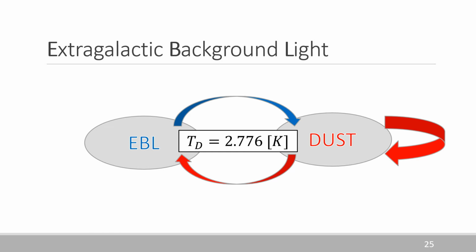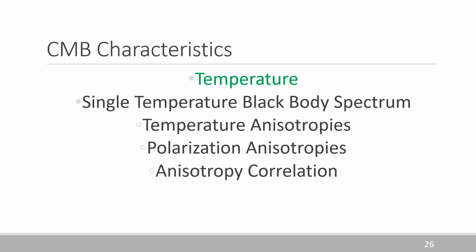And he says, given the uncertainties in the EBL measurements, that this prediction for the dust temperature is a good match with the measured CMB temperature. So with that, he says the dust theory can explain the measured temperature of the CMB. He now moves on to talk about how the CMB is a single black body spectrum and how the dust theory can explain this.